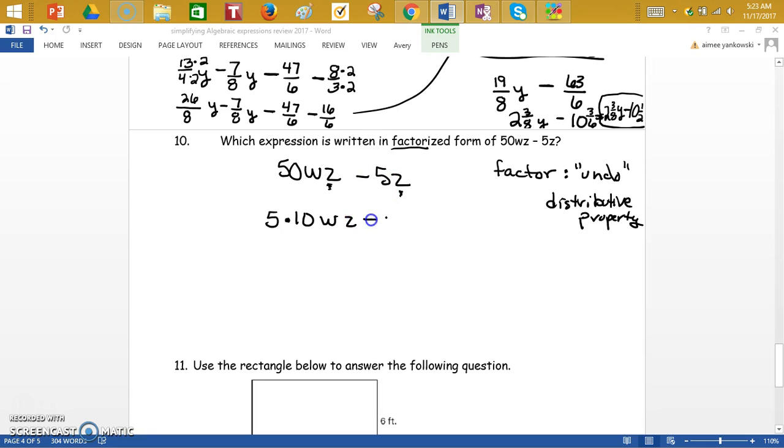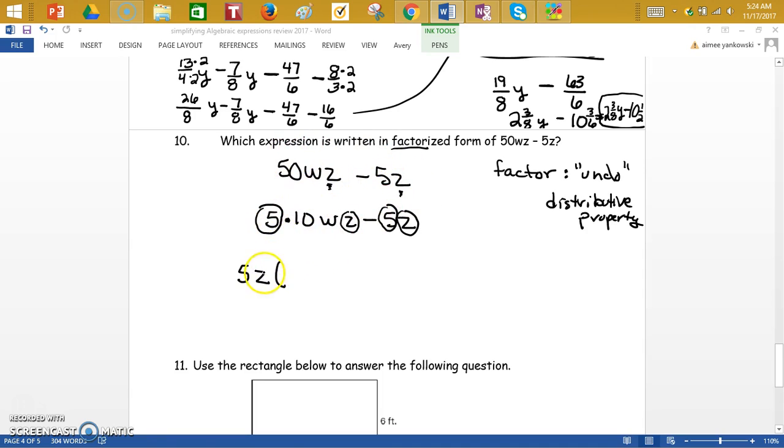Then I still have my minus 5Z. I find that if I can write it factored out, it's easier to see what comes out front. What's the greatest common factor? Well, both terms have a 5 in common, and both terms have a Z in common. So we get to factor that 5Z out in front of our parentheses, because that's what's in common to both terms, to this first term and to this second term.